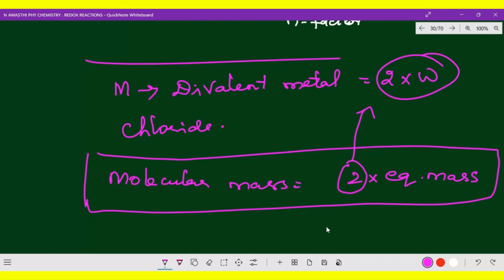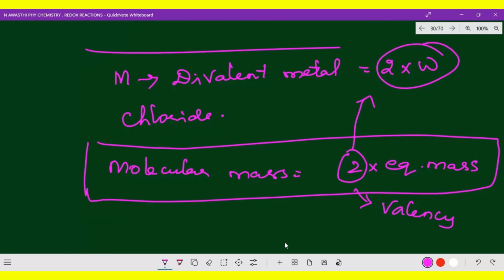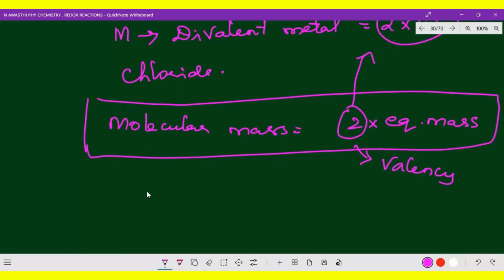Valency also we can bring in. So valency or divalent, anything we can use: valency into equivalent mass. Valent is nothing but valency. Now, the molecular formula of chloride. Since the metal is divalent, it will be MCl2.